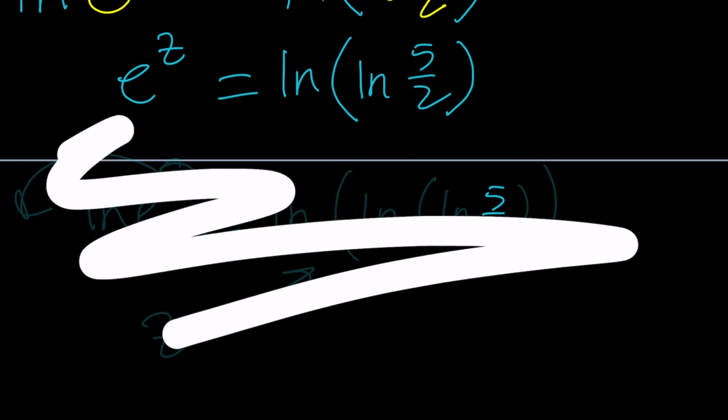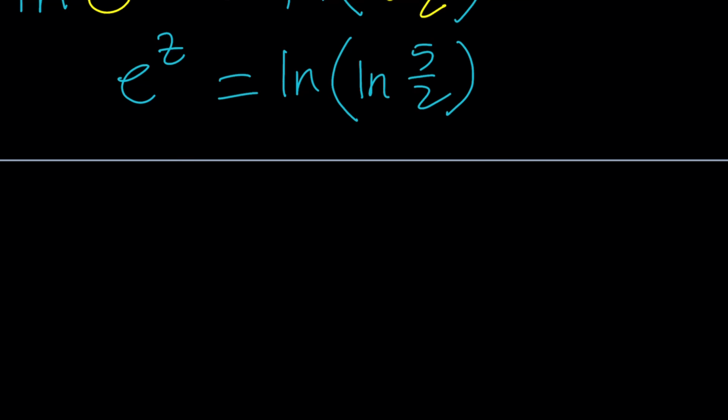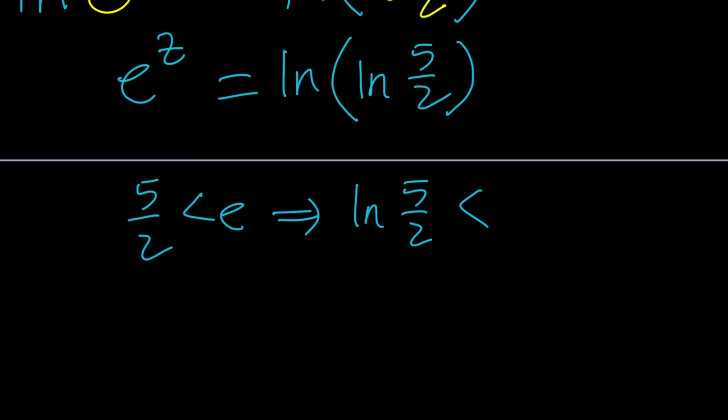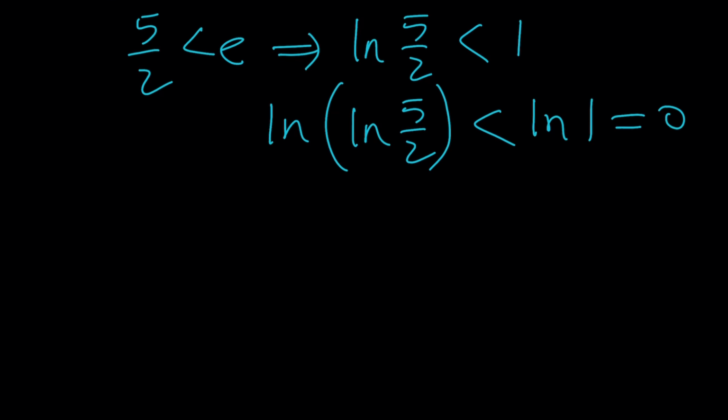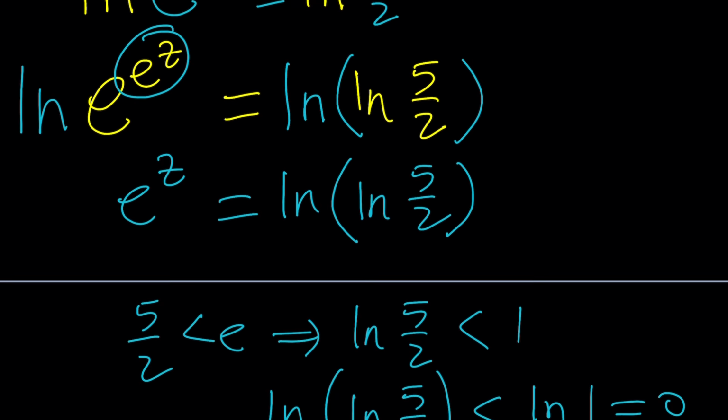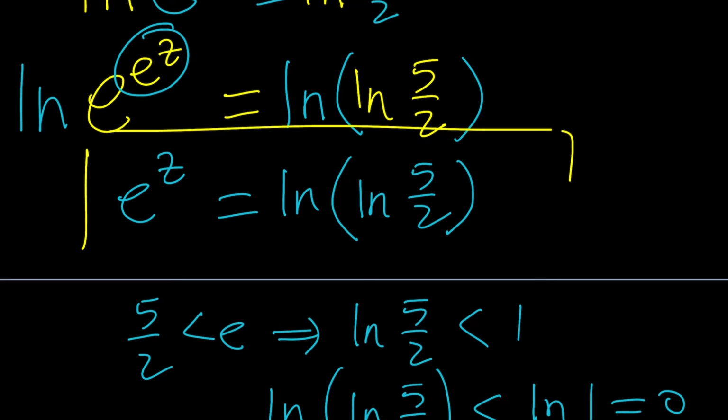So let's go ahead and erase this because this is not good. Now let me tell you. Ln of ln 5 halves is problematic because 5 halves is less than e, remember that? So ln of 5 halves is less than ln e, which is 1. So ln of something less than 1 is less than ln 1, which is 0. So this number is negative. Make sense? Okay, what is the big deal? E to the z equals a negative number.